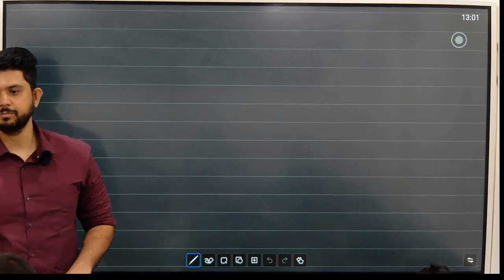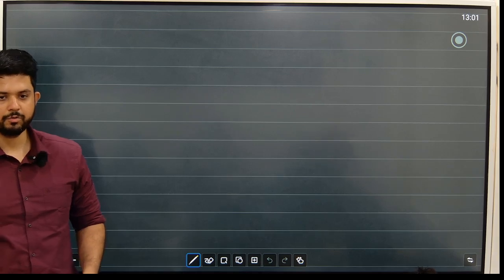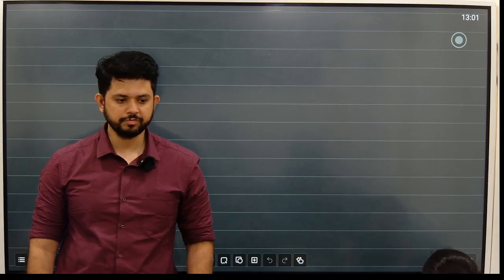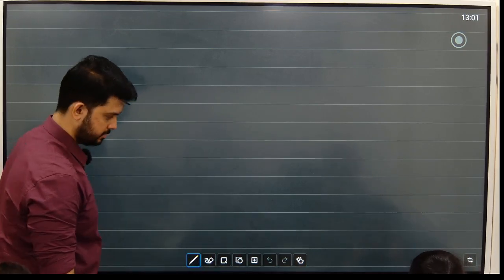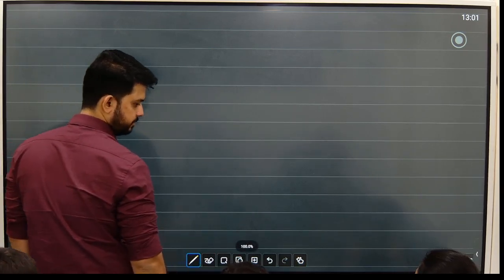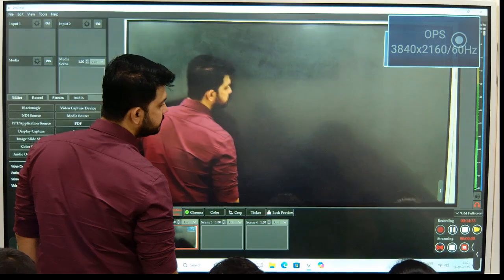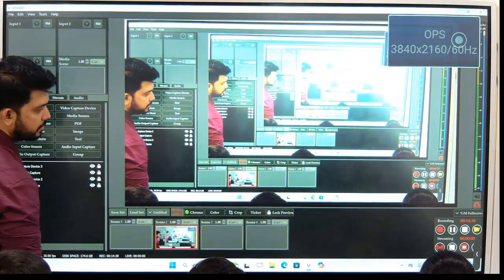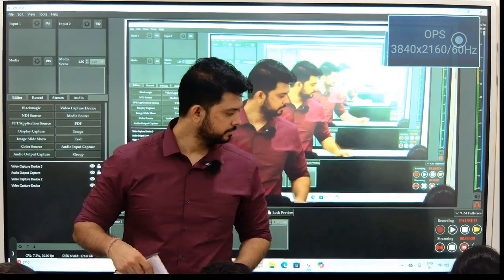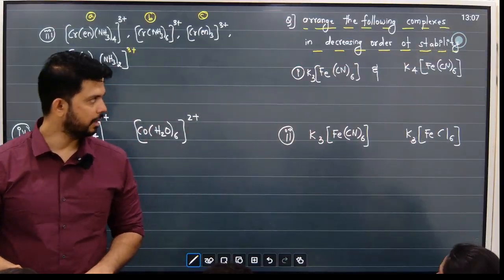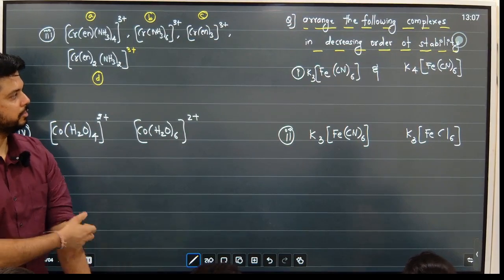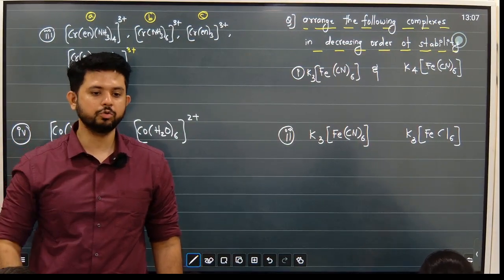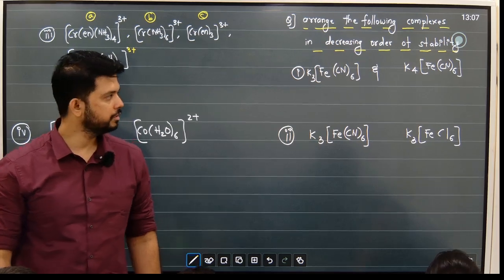Chalo, now I am writing some questions on the board. You have to arrange these following complexes in decreasing order of stability. Now, we have to arrange the following complexes in decreasing order of stability. We'll just go through all the rules to understand this. Look at the first question, people.